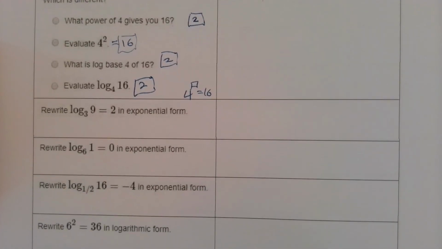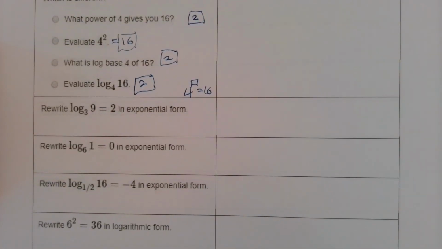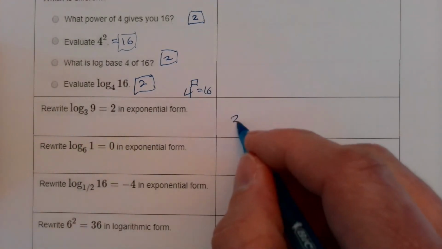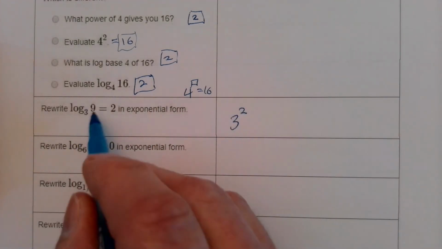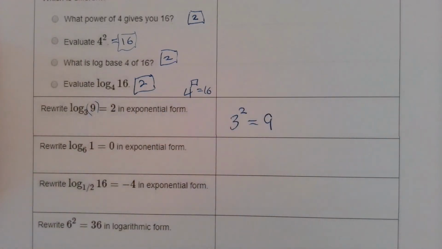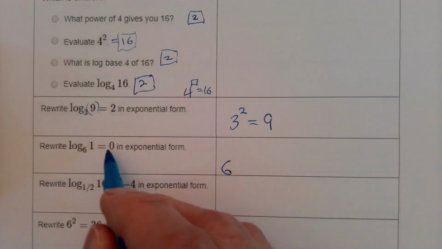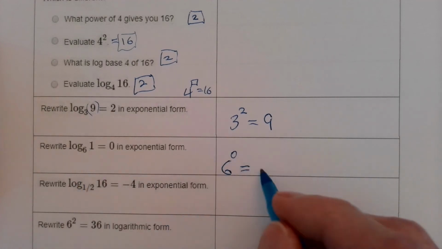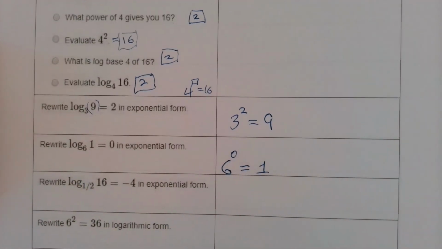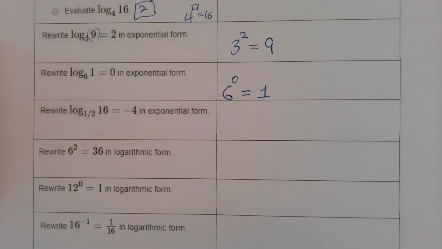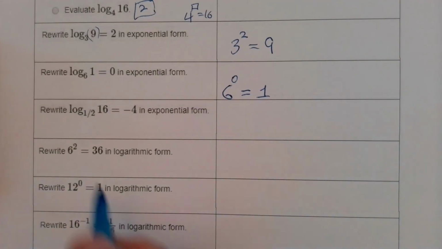Rewrite base 3 log of 9 equals 2 in exponential form. Here's the base. Here's the exponent that you would put on it. And the thing inside the log, called the argument, is the value of that power. Take the base, raise it to the answer to the log, get the number inside the log, the argument. So this is designed to get you thinking forward and backwards with logs and exponentials.